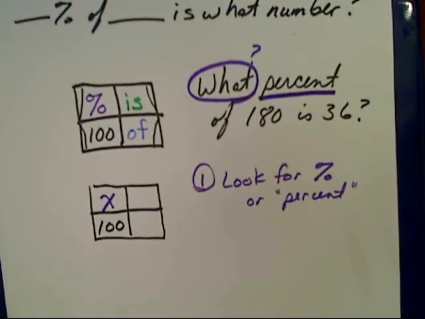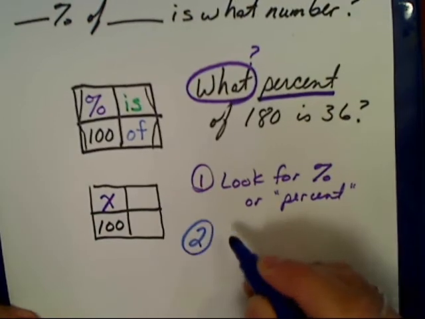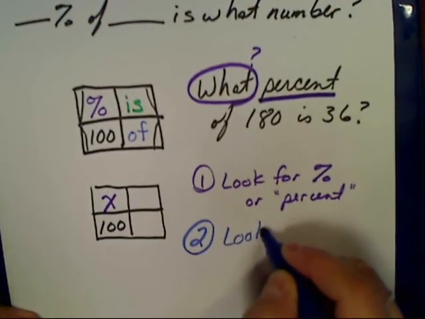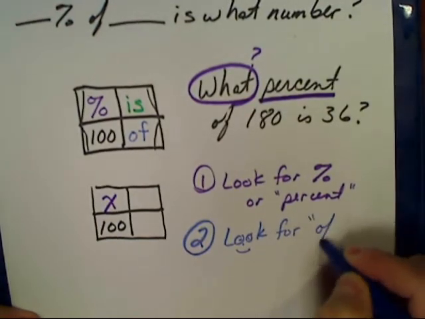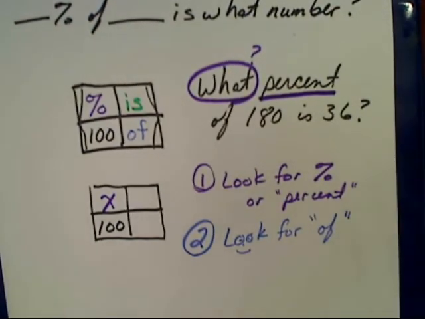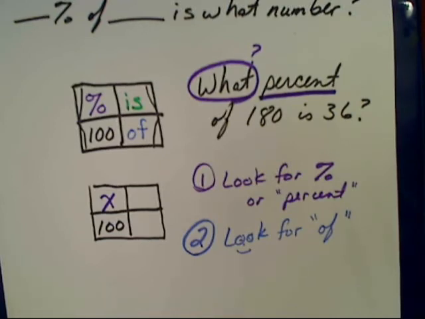Then the second thing I look for is the word of. Of is what we call a preposition. It leads off a prepositional phrase, part of the sentence that just gives us more oomph to it. A prepositional phrase has a noun. Numbers are nouns. So right after the word of would be the number to represent the of.